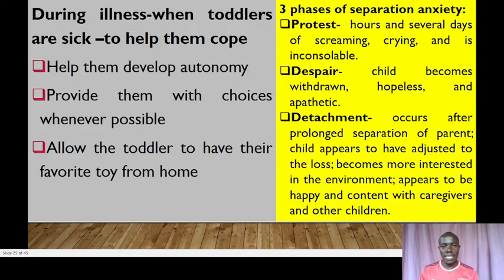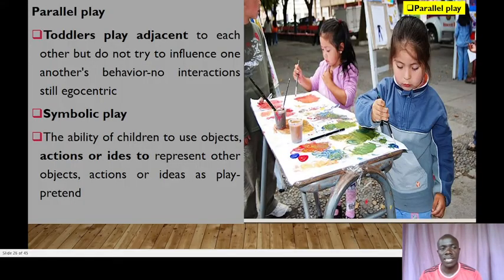And they go through three stages. They could protest in the first place by just crying or screaming and being inconsolable, and this happens for several hours and several days. Then they become withdrawn, hopeless, and apathetic, and this is despair. And lastly, this will happen after prolonged separation from the parent. The child will appear more adjusted to the loss. They become more interested in the environment. Even if the parents are around, they appear happy and content with caregivers and other children, and not their parents. And that is detachment.